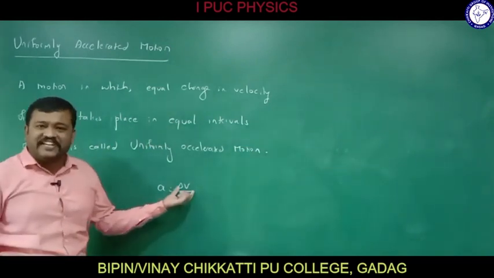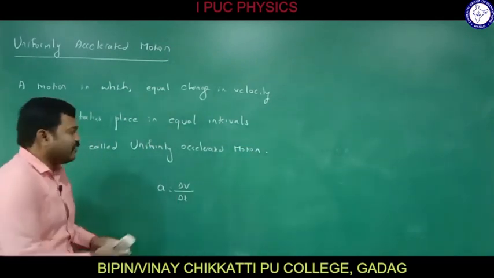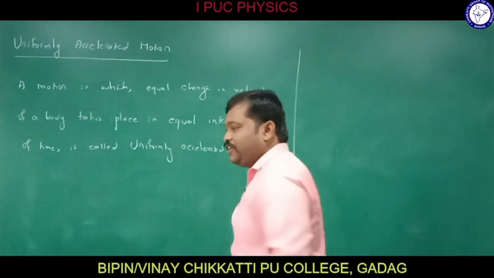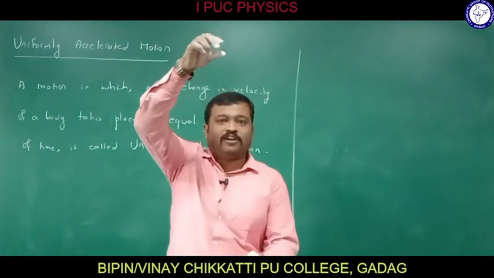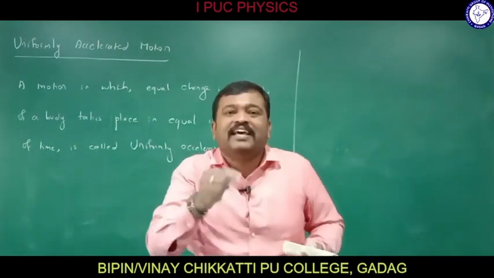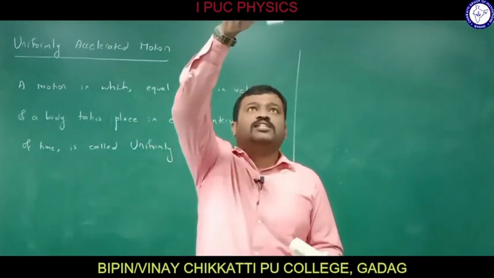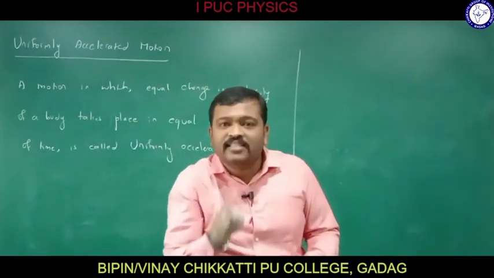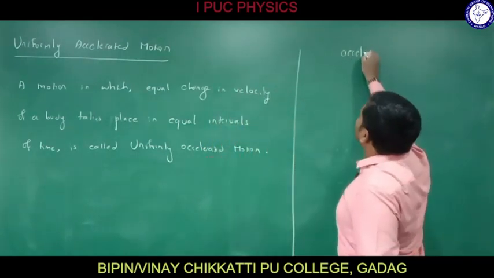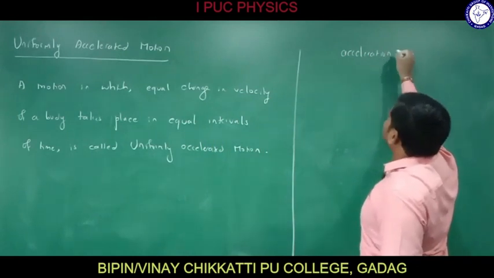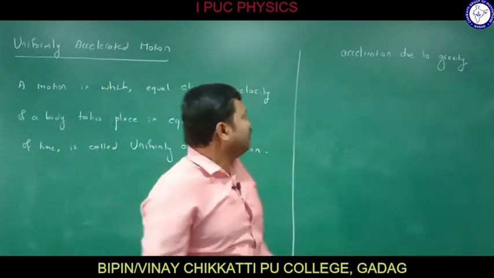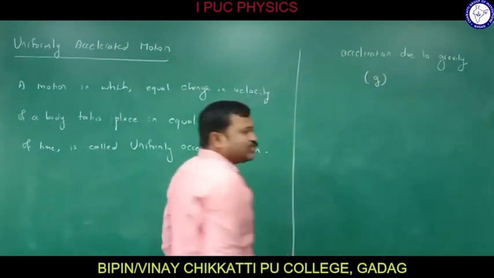If equal change in velocity takes place in equal intervals of time, that kind of motion is called uniformly accelerated motion. The best example for uniformly accelerated motion is, see, if I leave this chalk here, it moves to the ground, right? When it is moving, the chalk is accelerated. How much is it accelerated? It is accelerated due to gravity. That is why there is a term called acceleration due to gravity, and it is denoted by small letter g, right?